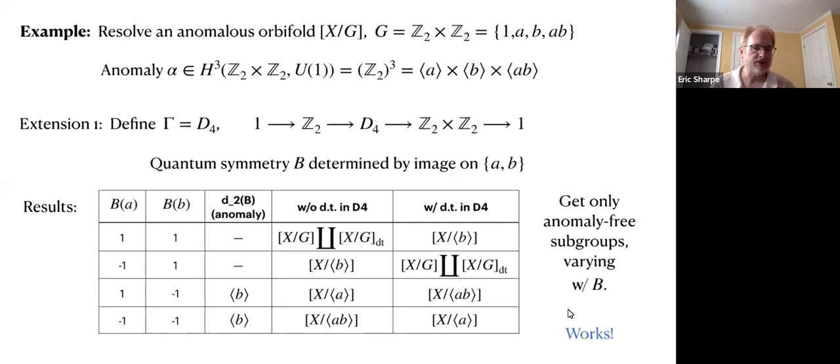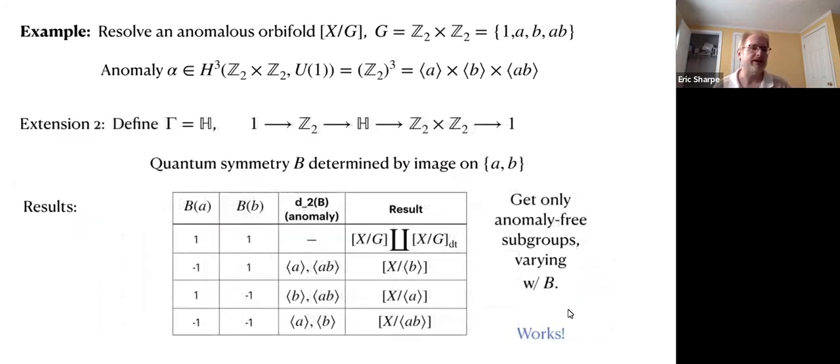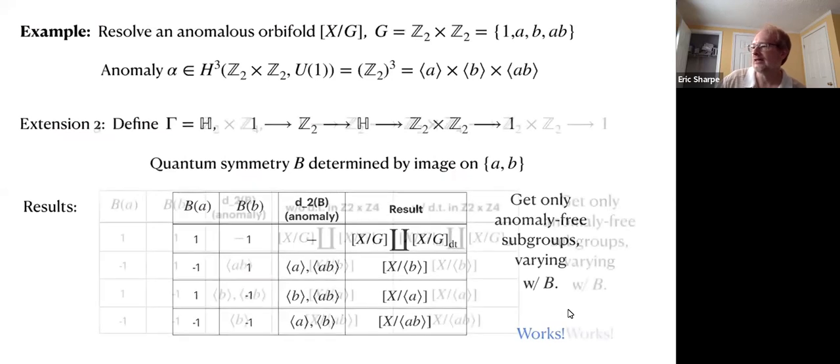There's nothing unique about any of the choices I've just made, but this continues to work for all choices. For example, if instead of extending Z2 cross Z2 to the dihedral group, I extend it to the eight element group of unit quaternions, I can do that too. Here's a table listing all the possible choices of quantum symmetry. The details vary, but the result's the same. For any quantum symmetry whose image could encode an anomaly, we get a result for the resolved orbifold that does not intersect the anomaly. So Wang-Wen-Witten works.